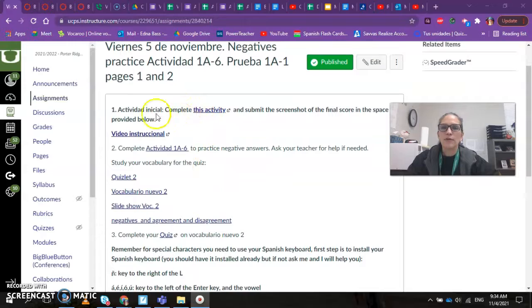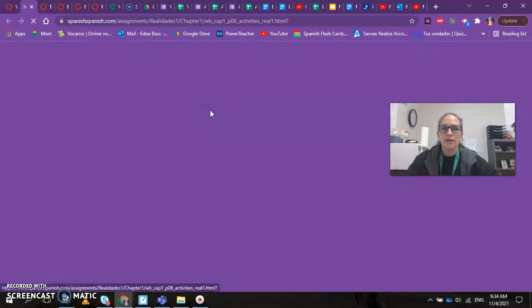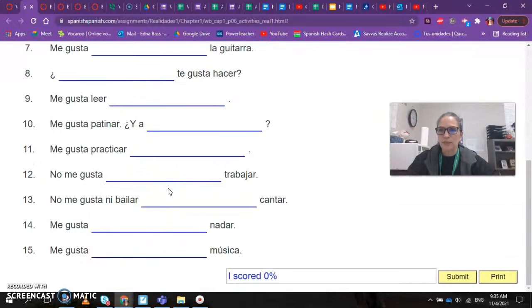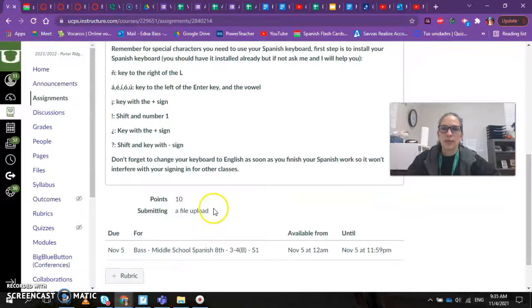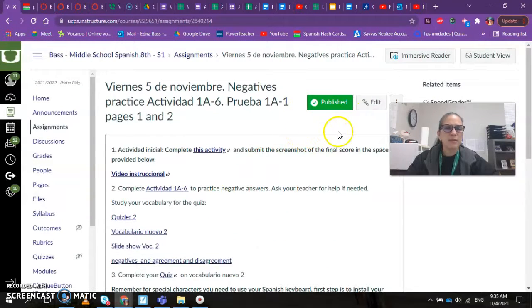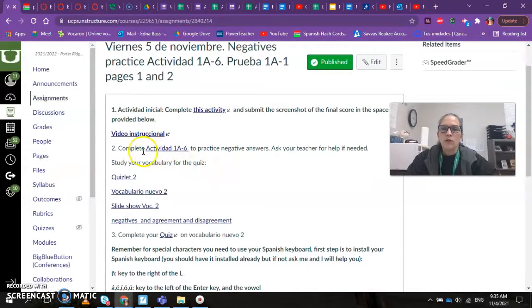Today, for your actividad inicial, in the first 5 minutes of the class, you're going to complete this activity. It's an activity on Spanish.com. You're familiar with it. You use the vocabulary that is here to complete these sentences. Once you finish, here's the score. You take a screenshot of the score with some of the activities, or the whole if you can, and you submit it in the space provided that is right here. So you start assignment, and then you put the link there.